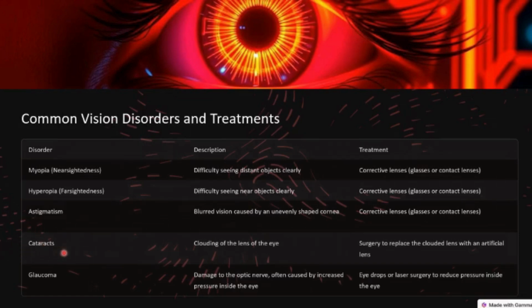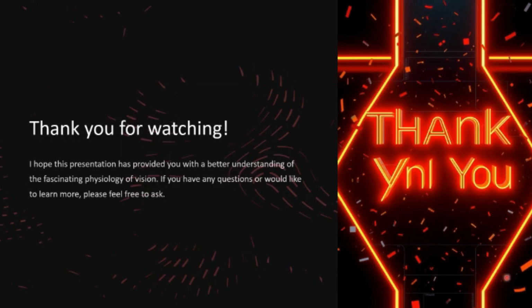Then we have cataract, very important. There is clouding of the lens of the eye. So the treatment is surgery to replace the clouded lens with an artificial lens. Then we have glaucoma. Mostly this case happens with diabetic people. It is damage to the optic nerve, often caused by increased pressure inside the eye. So where does the damage happen? The optic nerve, often caused by increased pressure inside the eye. Eye drops or laser surgeries are used to reduce the pressure inside the eye. So this was all about the physiology of vision.